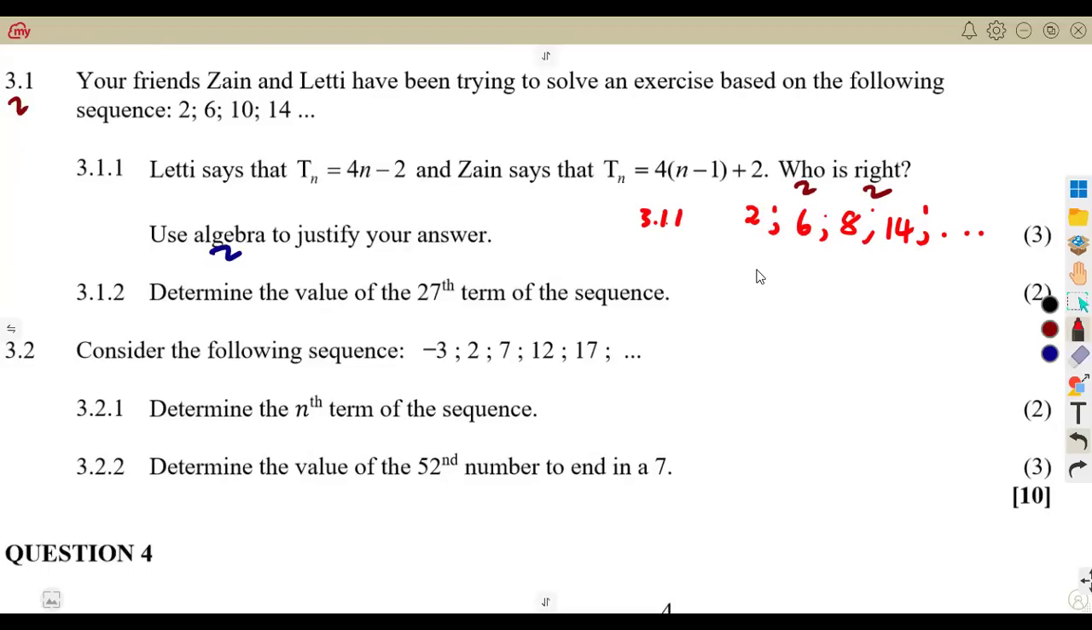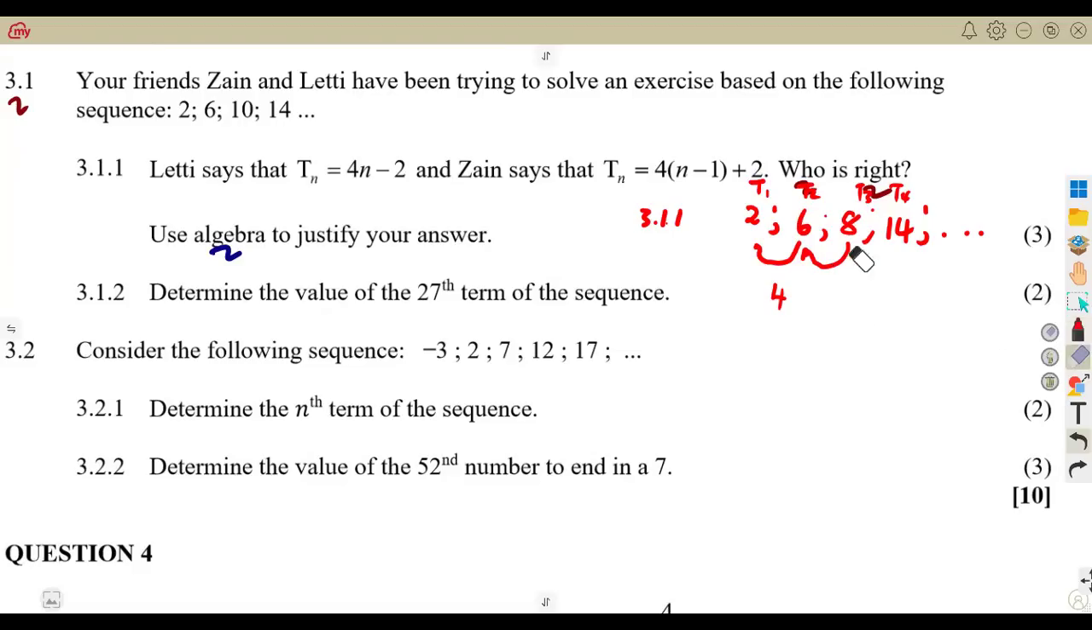So we just have to try linear first. Are the differences the same? Are the differences common? As you know, this is your first term, your second, your third term, and so on. So T2 minus T1, that's to find the common difference. This one minus this one, we have a difference of 4. Term 3 minus term 2, that is 10 minus 6.